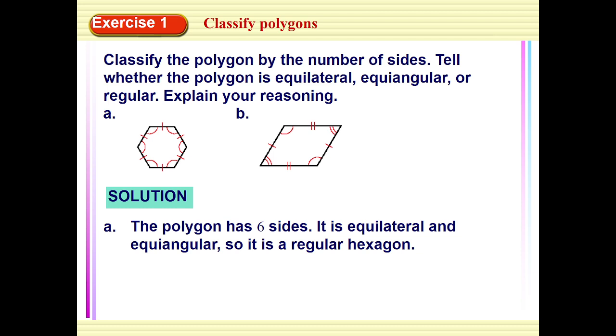Now, if you notice, there are no tick marks here. Therefore, the sides are not equal. And also visually, you can see that the angles are not equal because, of the adjacent angles, one is likely to be an acute and the other one is likely to be an obtuse. So therefore, this figure B is an irregular polygon because it is not equilateral nor equiangular.